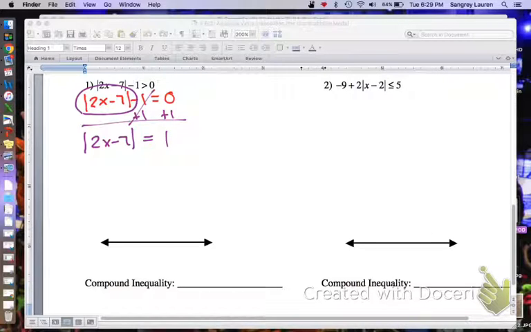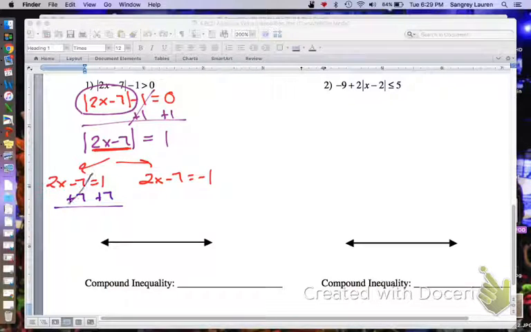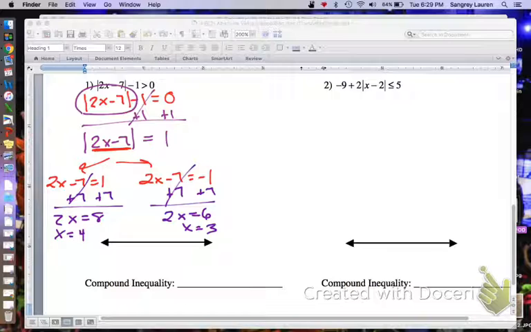Now the absolute value is alone, so we're going to make two equations. So underline what's inside and break it into two equations. So we have 2x minus 7 equals 1, 2x minus 7 equals -1. Now we need to solve these equations. So I'm going to add 7 to both sides. So 2x equals 8, divide by 2, x equals 4. And on this side, add 7 to both sides. 2x equals 6, so x equals 3. So there are your two critical numbers.